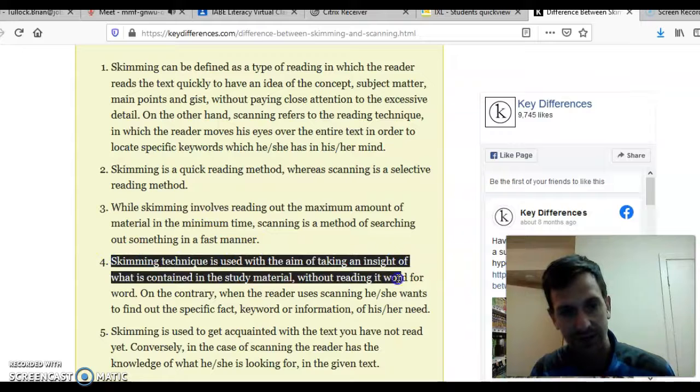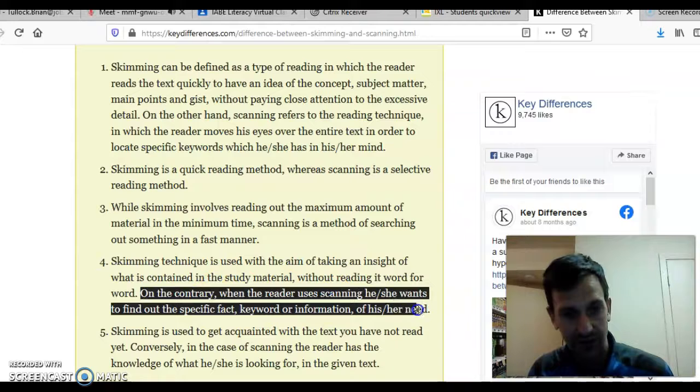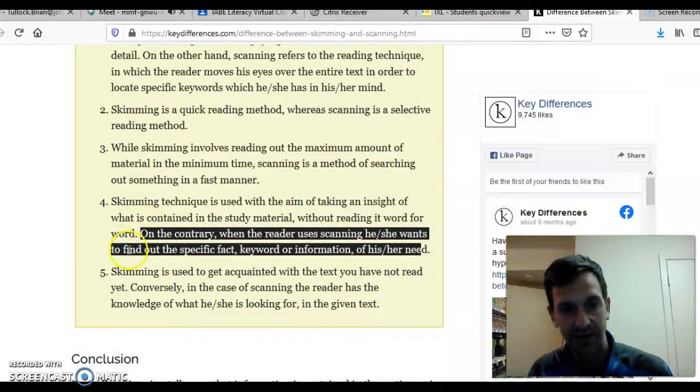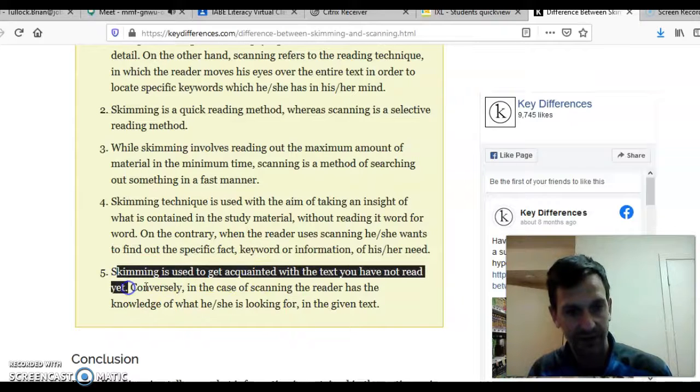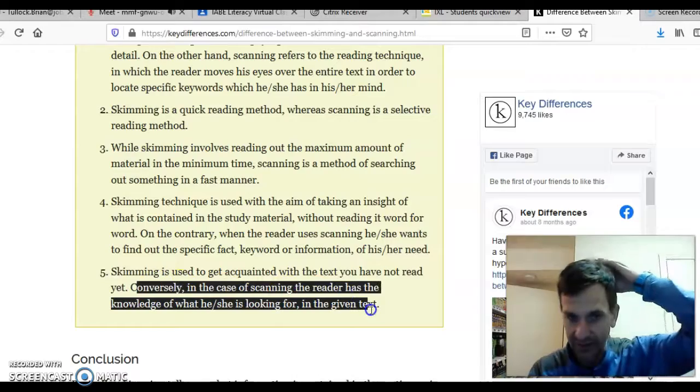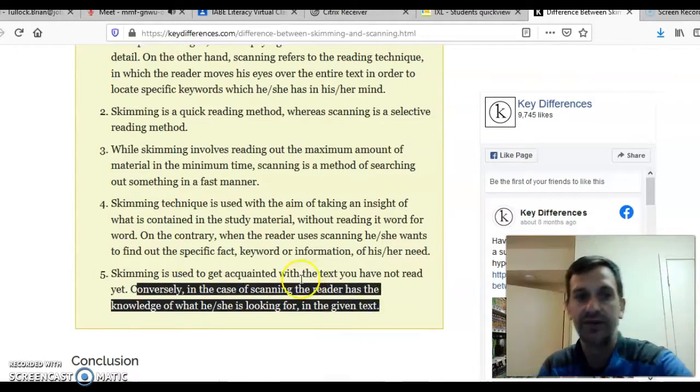Skimming is used with the aim of taking in what is contained in the material without reading it word for word. On the contrary, when the reader uses scanning, he wants to find the specific fact, key information of his or her need. Skimming is used to get acquainted with a text you have not read yet. Conversely, with scanning, the reader has knowledge of what she's looking for in the given text.